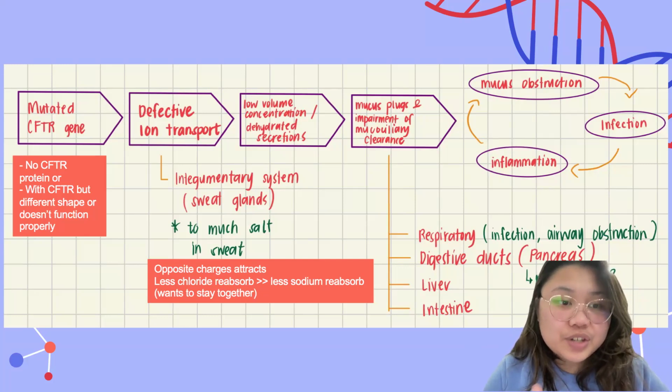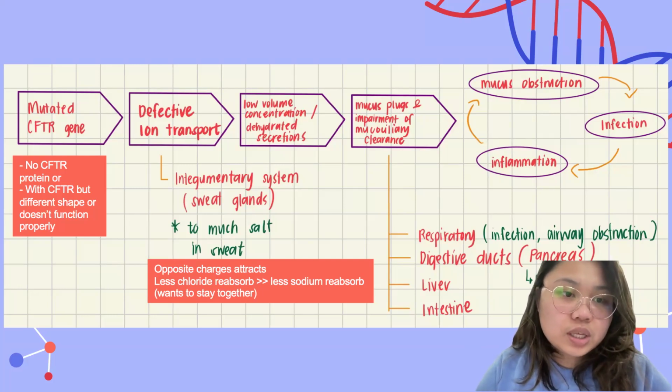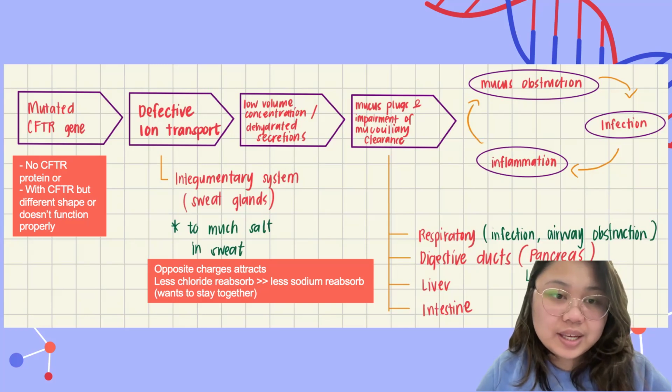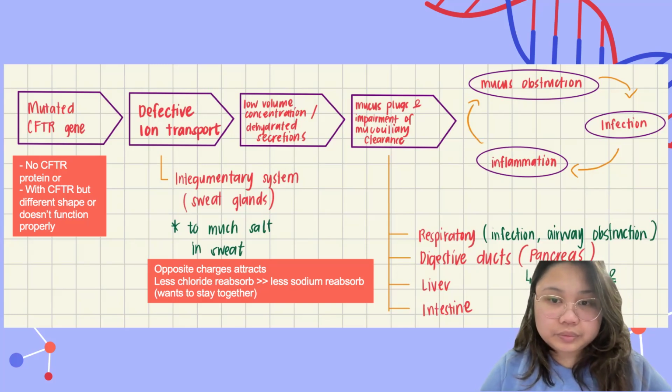So this defective ion transport may affect the integumentary system. As mentioned earlier, opposite charges attract, so less chloride reabsorption means also less sodium reabsorption. Aside from that, it may also cause low volume concentration or dehydrated secretions, which can produce mucus plugs or impairment of the mucociliary clearance. This causes mucus obstruction, infection, and inflammation. This affects our respiratory system, digestive ducts, liver, and intestine.